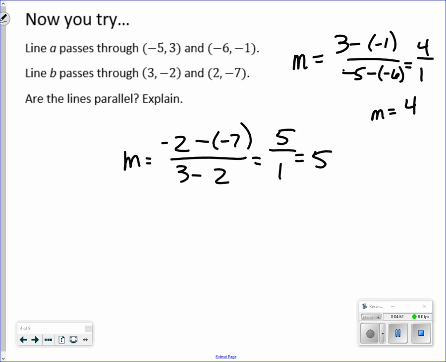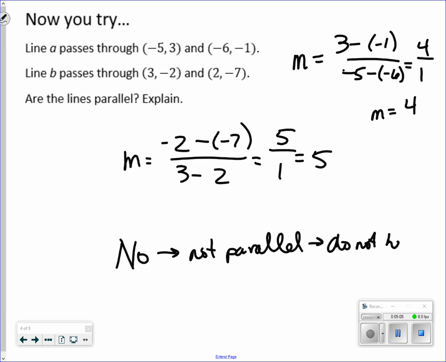So are the two lines parallel? No, not parallel. Reason? They do not have the same slope.